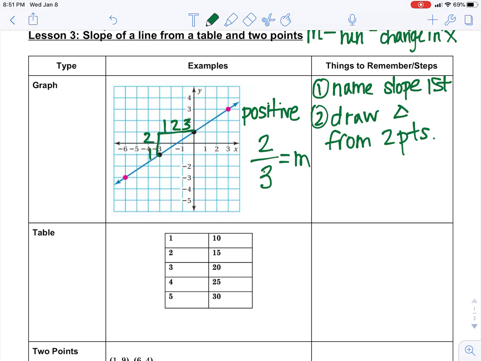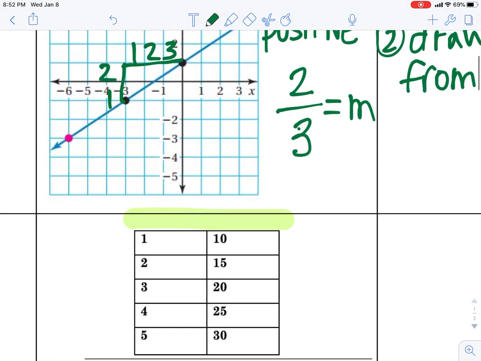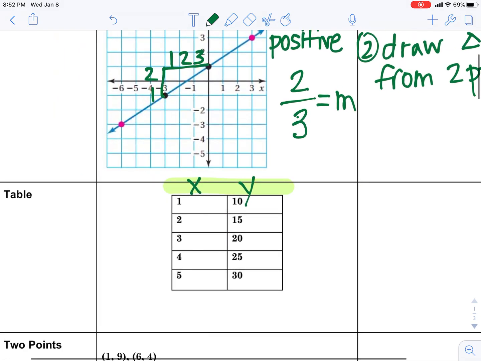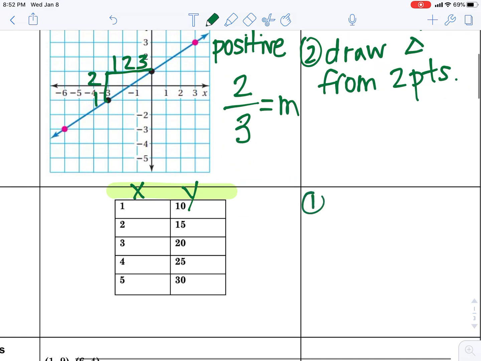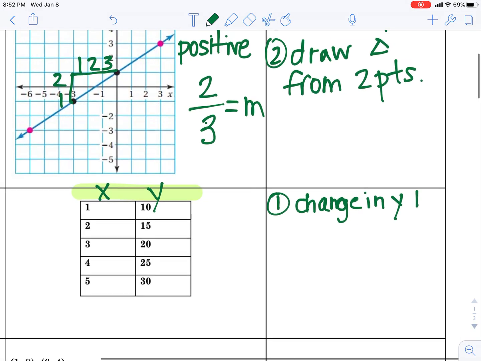With slope from a table, we are always still going to look at the change in y first. So remember, when you are looking at a table, and maybe it's not labeled like this one, you need to put your x and your y in. And when I look for a change in y, I'll write that in our steps to remember. Change in y first. I'm just looking for the pattern. So I'm going to look down this. I see that's a +5.